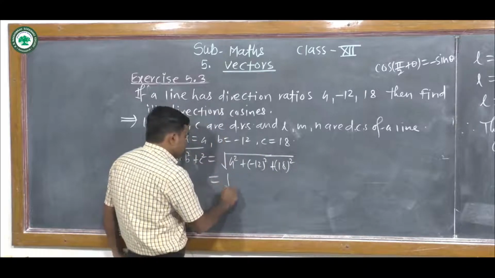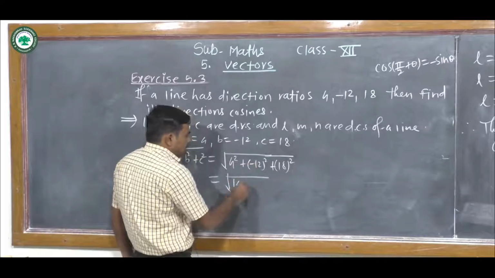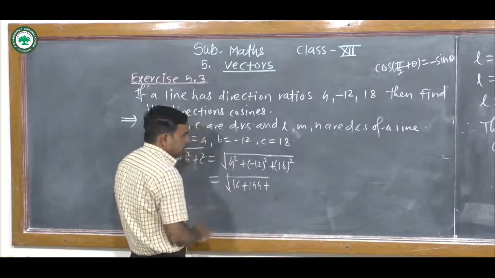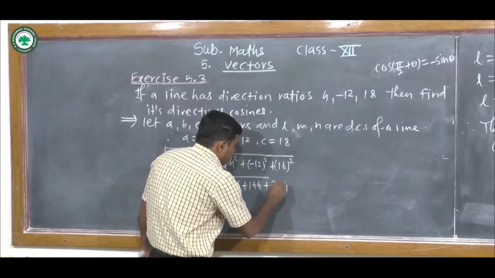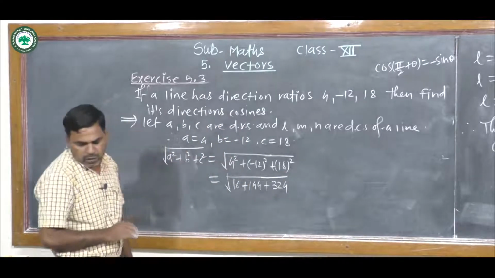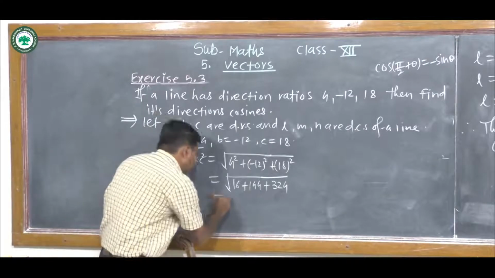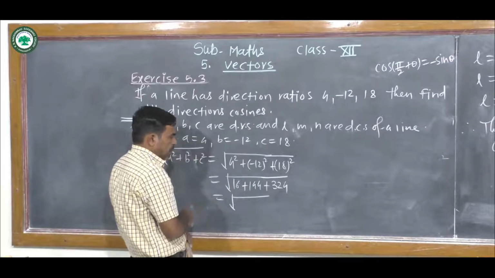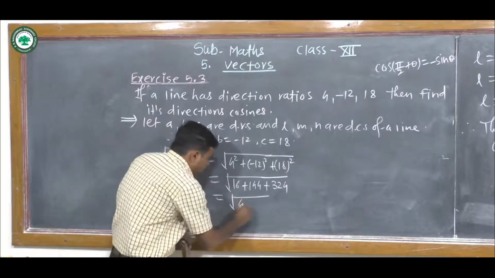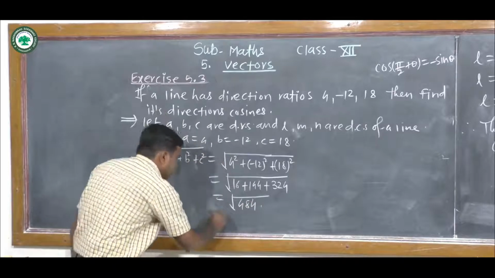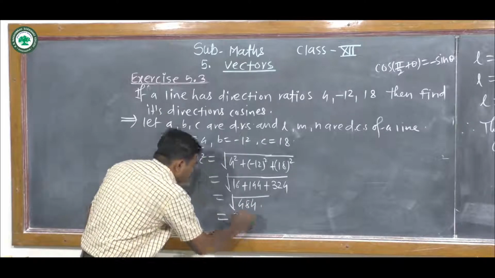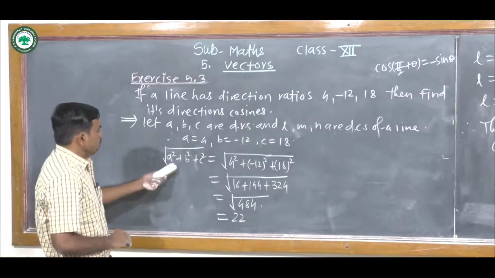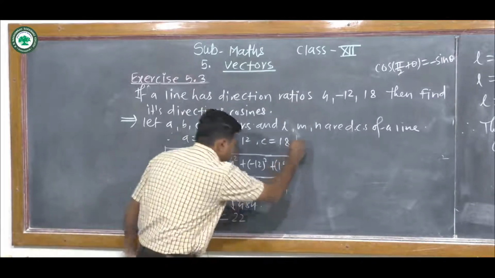So it is equal to square root of 4 square 16, minus 12 square 144, and plus 18 square, that is 324. It is equal to square root of 144 plus 400, it is 484. And this is nothing but the square root of 484, that is 22. So square root of a square plus b square plus c square is this one.